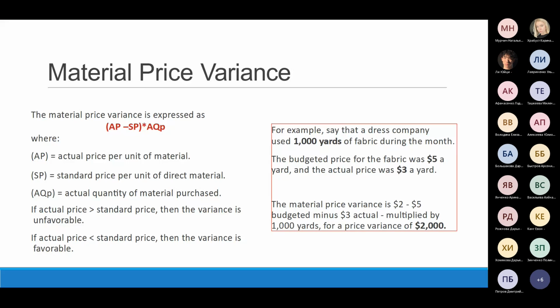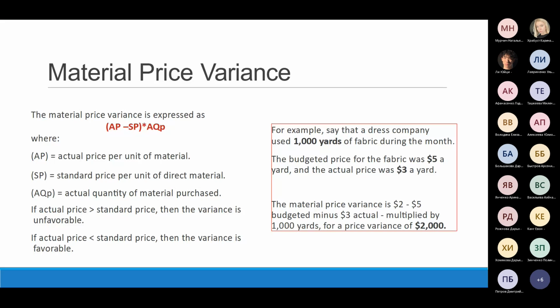We can see that we use actual price, a standard price, and actual quantity of material purchased. And we can conclude that if actual price is bigger than standard price, then the variance is unfavorable. So if we purchase our material using higher prices than the standard that we assumed, the variance is unfavorable.